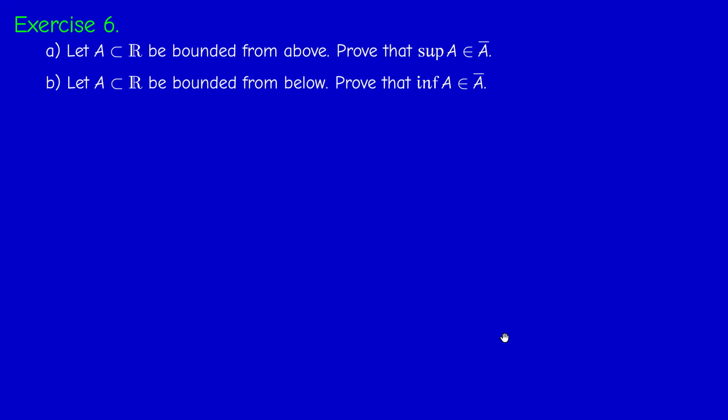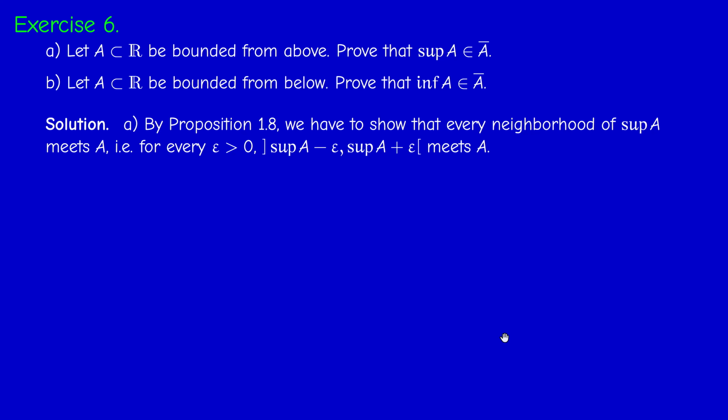This is actually very easy, because it follows from the characterization of the closure of a set, which is proposition 1.8. If we want to show that sup A is in A bar, then we have to show that any interval of center sup A meets A. So for every epsilon positive, this is the ball of center sup A and radius epsilon. Why is there a number in A and in this interval?